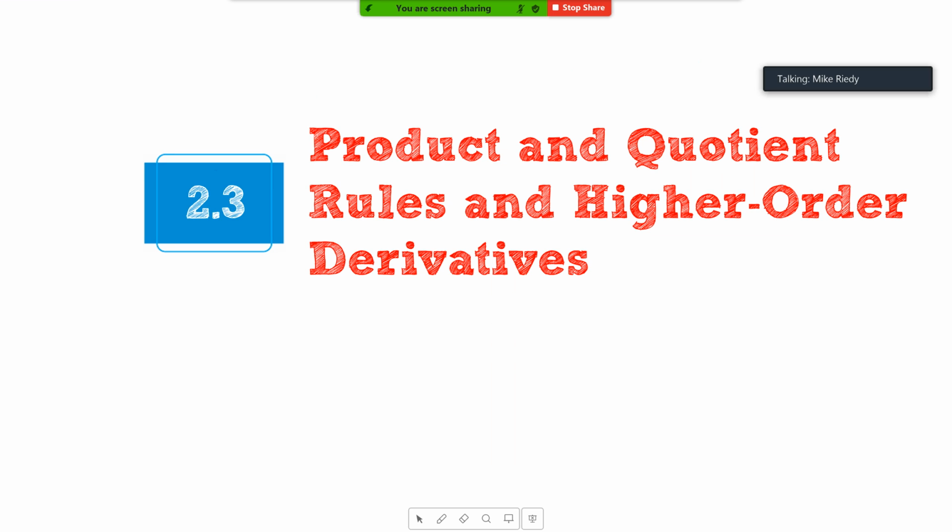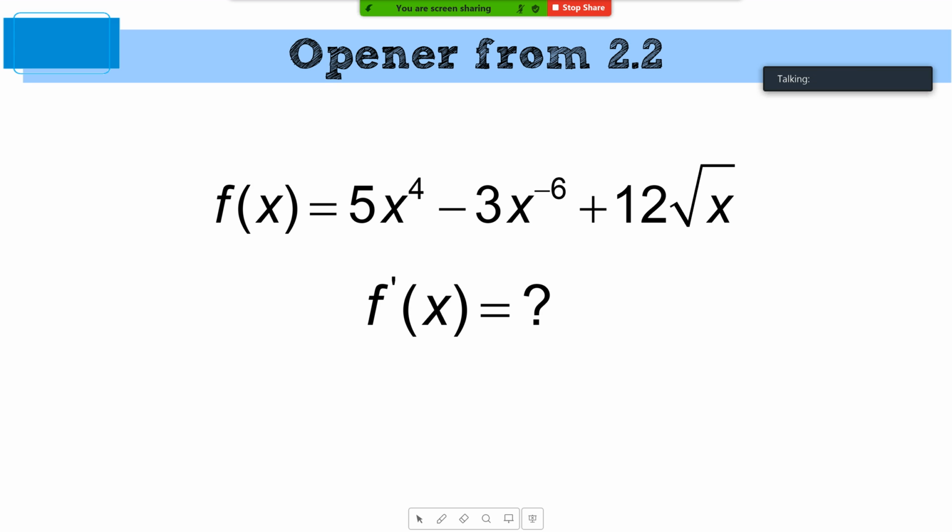This higher order derivative stuff sounds scary. It's nothing to worry about. The product rule and quotient rule is what we're going to have to worry about, because this is going to cause some problems. Okay? So let's start with a little practice. Go ahead, find the derivative of f of x.